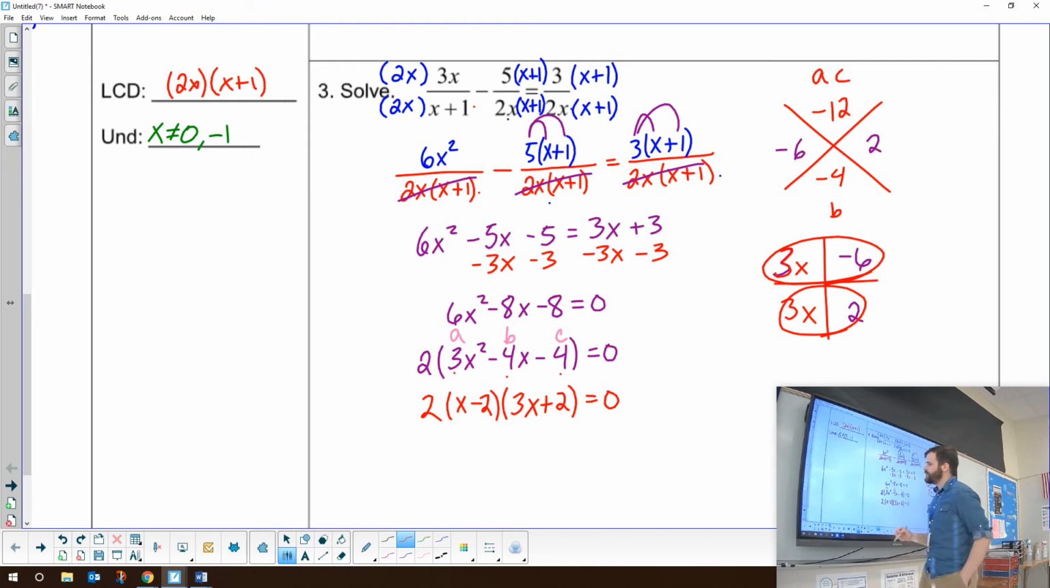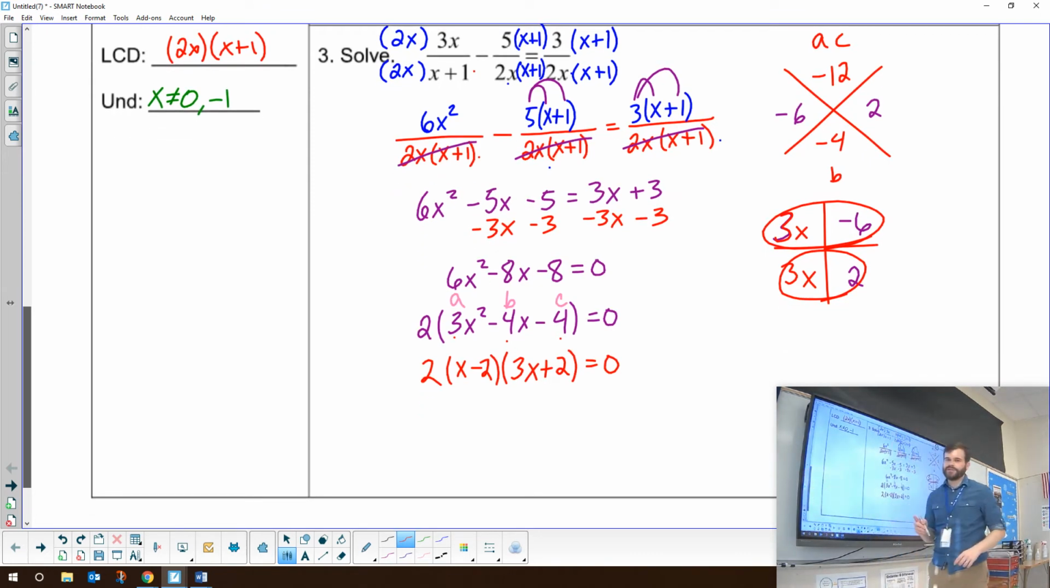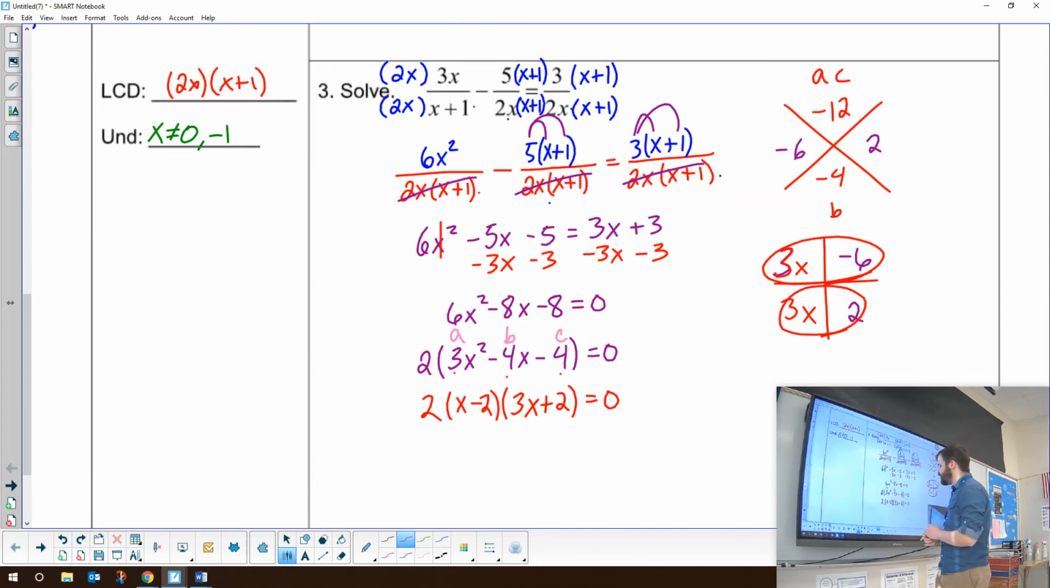So these are my two factors. And what we can end up doing is we can set both of these factors to 0, and we're going to have two answers on this problem because it is a quadratic. So here's what we're going to do. We're going to set x minus 2 equal to 0 first. Set 3x plus 2 equal to 0 second.